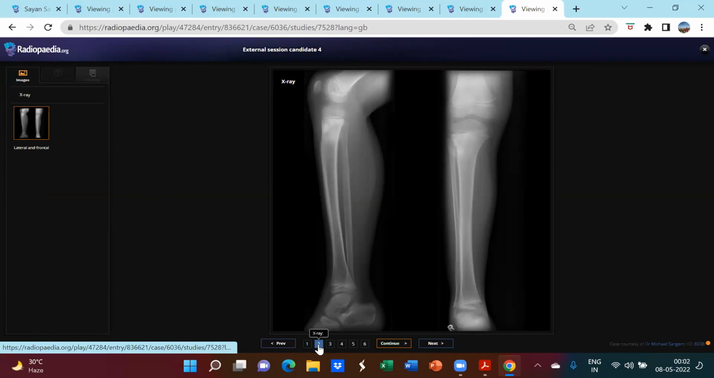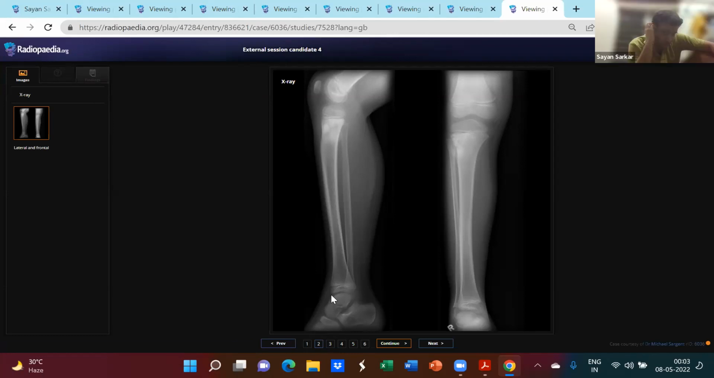There is a slight depression in the lateral cortex at this point. The bone is not expanded. The lesion has a relatively wide zone of transition. There are no calcifications. There are no fractures, no obvious periosteal reaction. The rest of the bones and soft tissues are unremarkable. So what do you think it is?